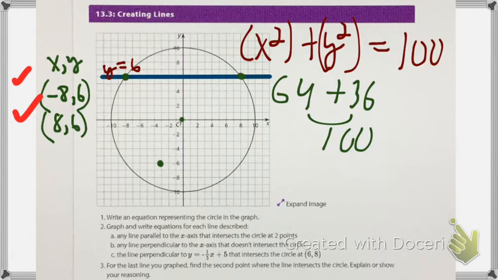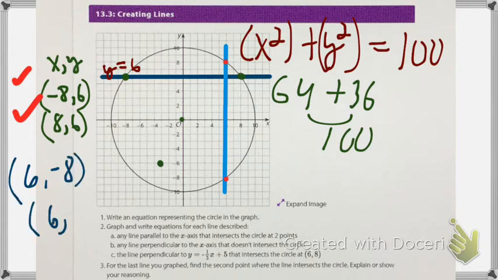How about a perpendicular line? Let's go the other direction. So going perpendicular, we can take any perpendicular line. Let's go right here just for the sake of argument. And now once again I can see where my points of intersection are, looks like right here and right here. So it looks to me like they are the points (6, -8) and (6, 8).